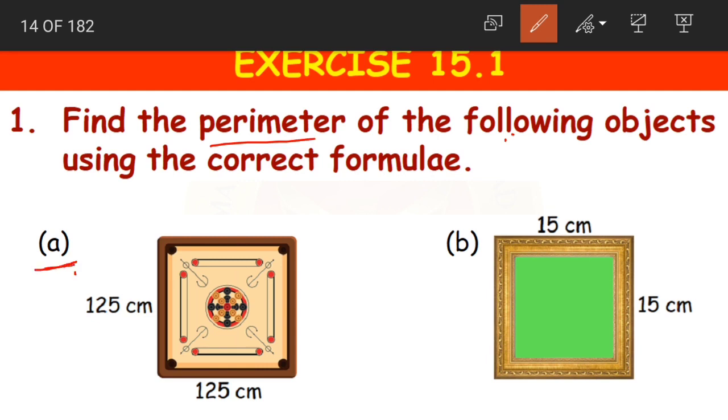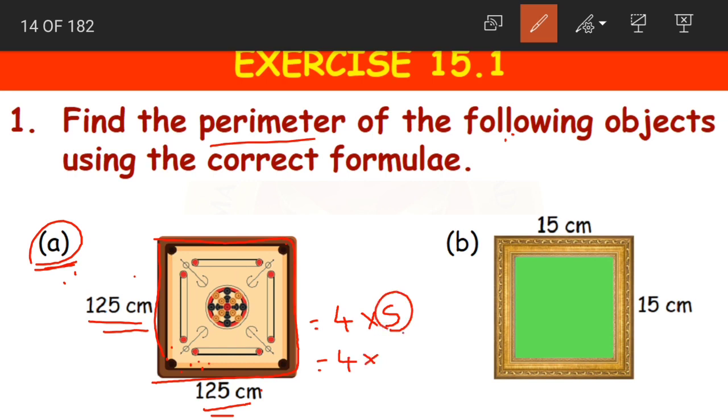If you look at the first question, it is question A. We are having a carom board and the lengths are given. It's 125 centimeters and 125 centimeters. Now this is a square. Isn't this a square? All the sides are equal. Yes, this is a square. So what will be the formula for finding the perimeter of a square? 4 into S. Now what is S here? S is the length of any one side of the square. That is 125 centimeters. 4 into 125 centimeters.